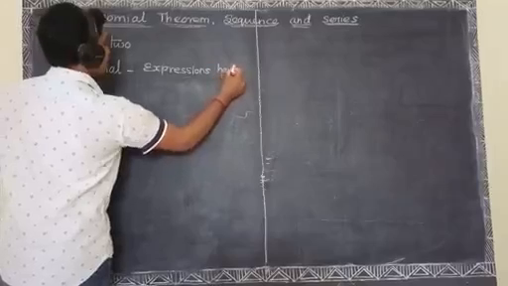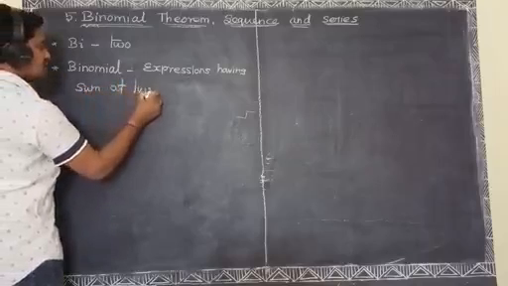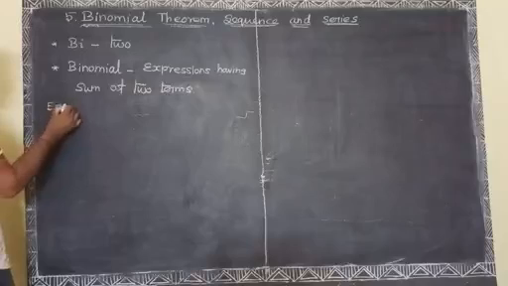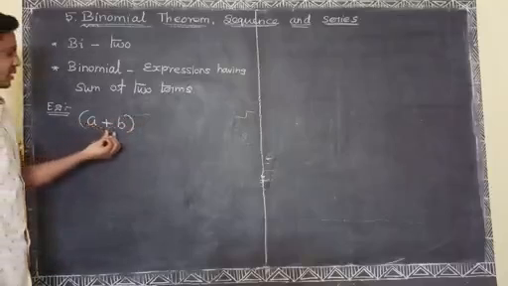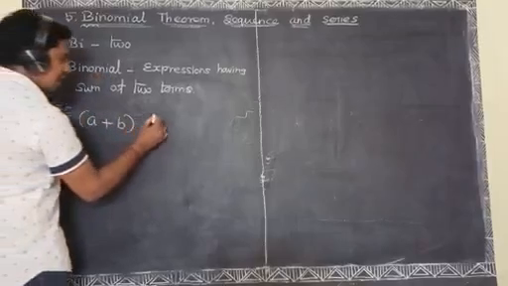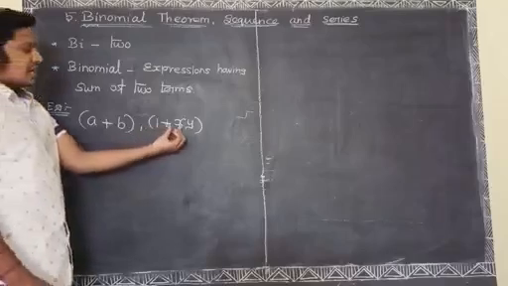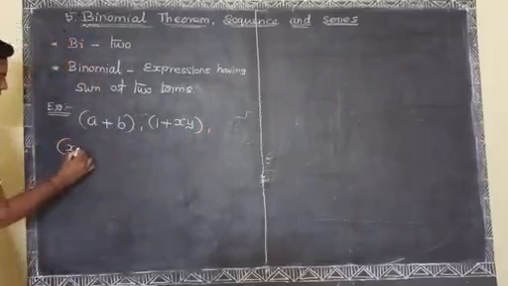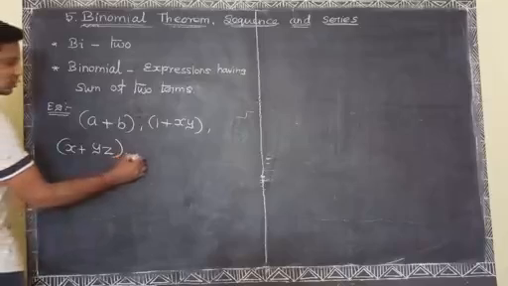Having a sum of two terms. For example, take a plus b. a is one term and b is another term. The sum of two terms is called a binomial. And 1 plus xy is another example. 1 is one term and xy is another term. Sum of two terms. Similarly, x plus yz, and so on.